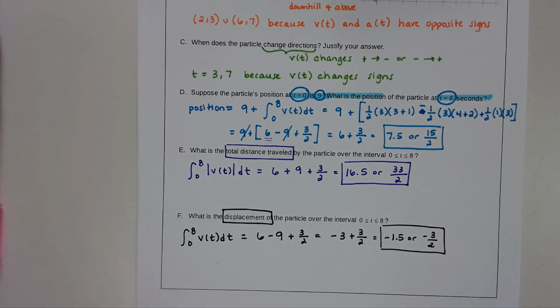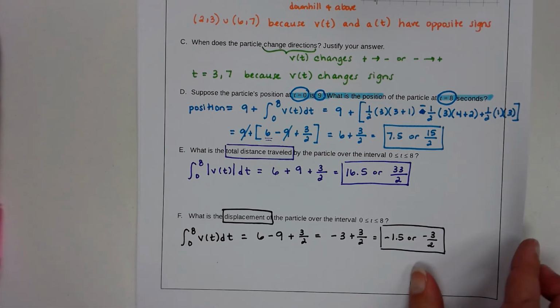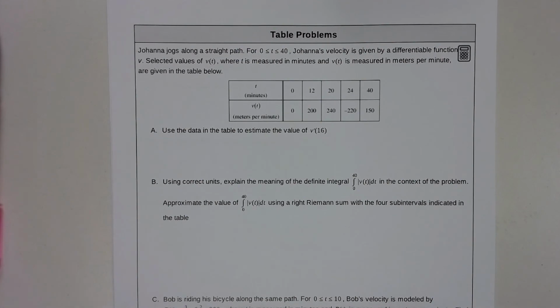All right, that is an example of what one of these problems with a graph might look like. Now let's take a look at a problem with a table. So in this problem, it says Johanna jogs along a straight path for t between 0 and 40. Johanna's velocity is given by a differentiable function v. Selected values of v, where t is measured in minutes and v is measured in meters per minute, are given in the table below. Use the data in the table to estimate the value of v prime of 16.